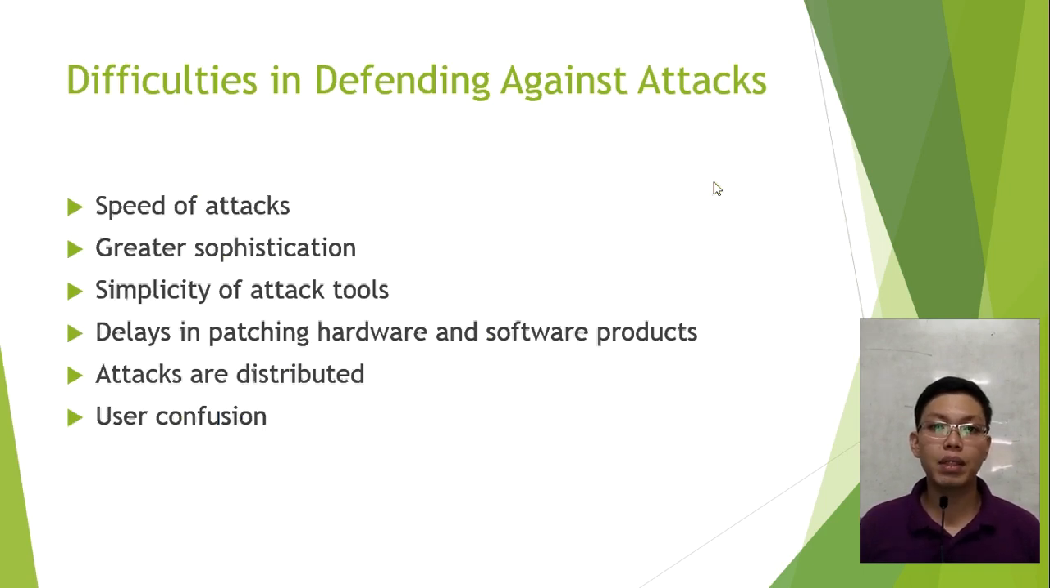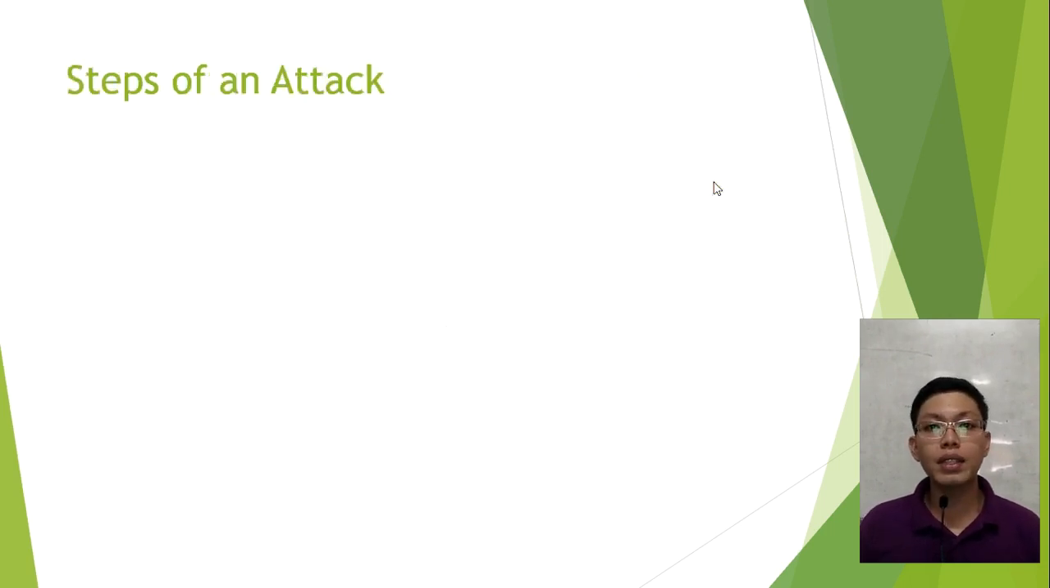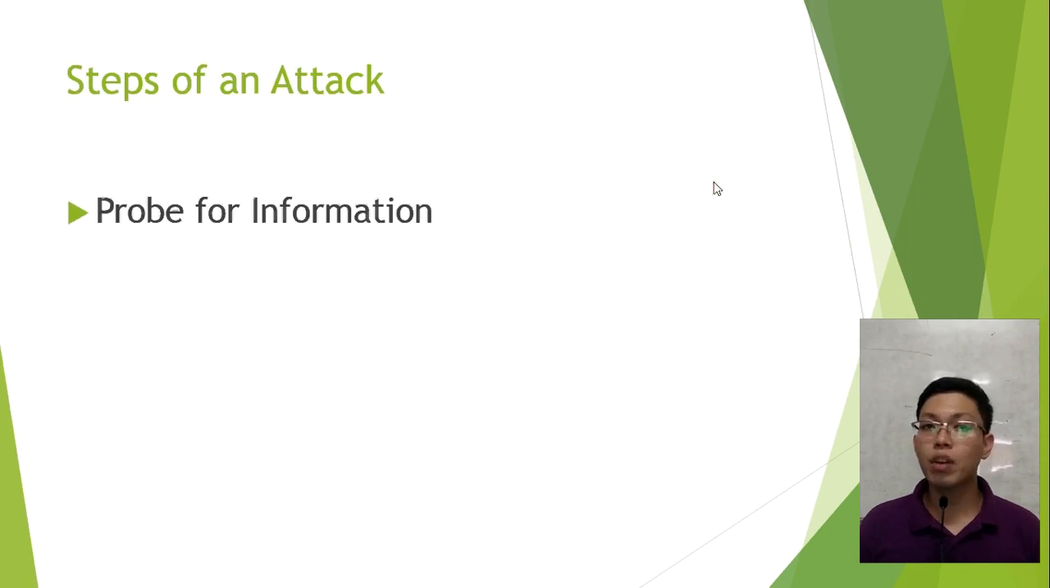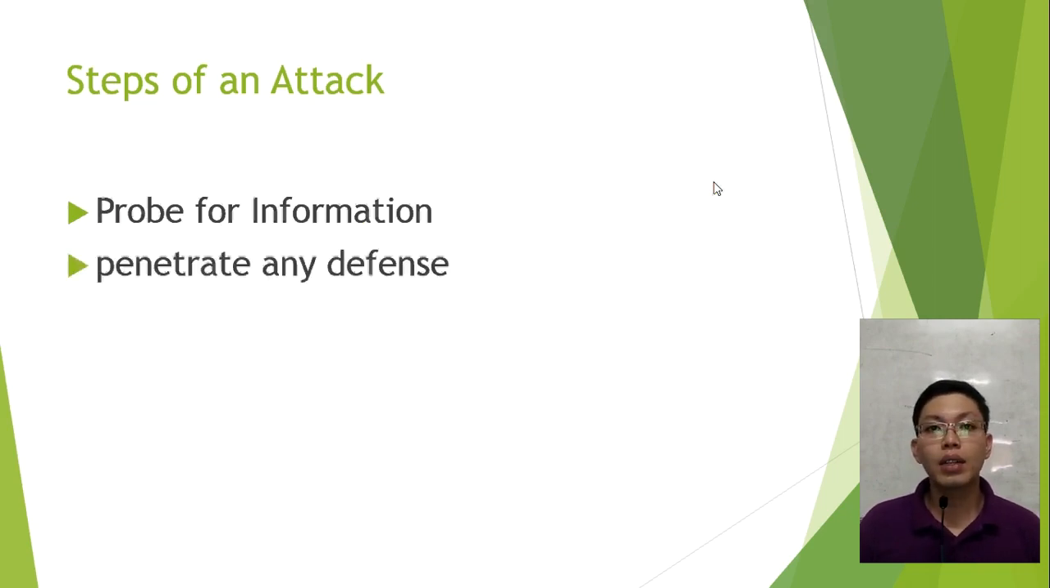Attacks have different types, but how do these attacks work? I want to share with you the 5 different steps. The first step is to probe for information. Attackers usually get any information from your network and devices that can be used to start an attack. The second is to penetrate any defense. After gathering information, the attacker will now start to penetrate defenses.